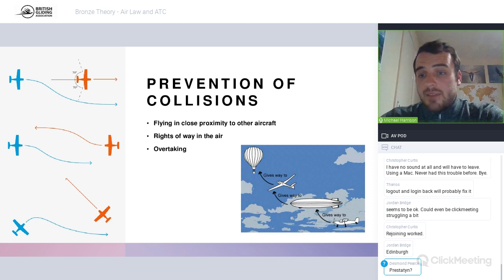There is an exception to that. If you want to go formation flying, provided all of the pilots in command involved in the flight have agreed beforehand, you can fly as close as you like, and you wouldn't be falling foul of that rule.